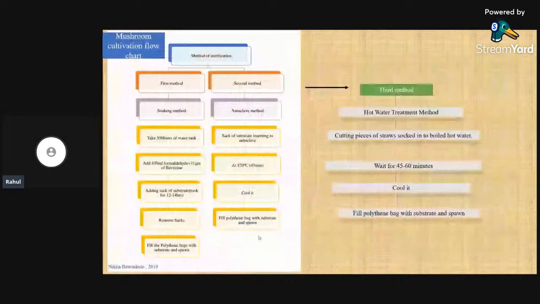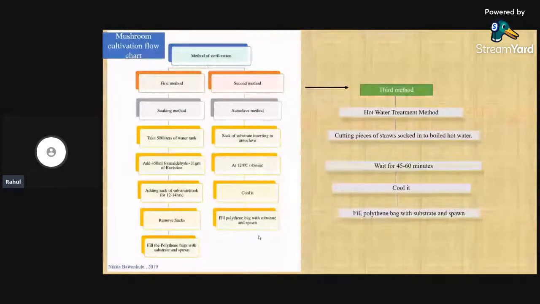Then we go for the main thing, the mushroom cultivation. Now we have the mushroom seeds. Now we go for the cultivation. Here we use three methods for sterilization of the substrate. First one is the soaking method, second one is the autoclave method, third one is the hot water treatment.